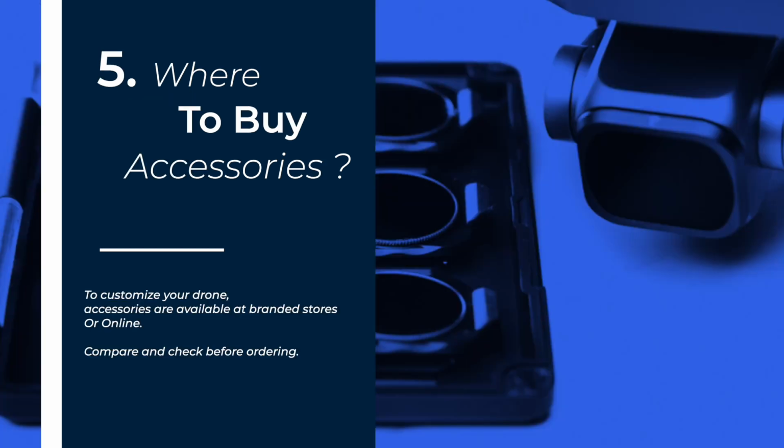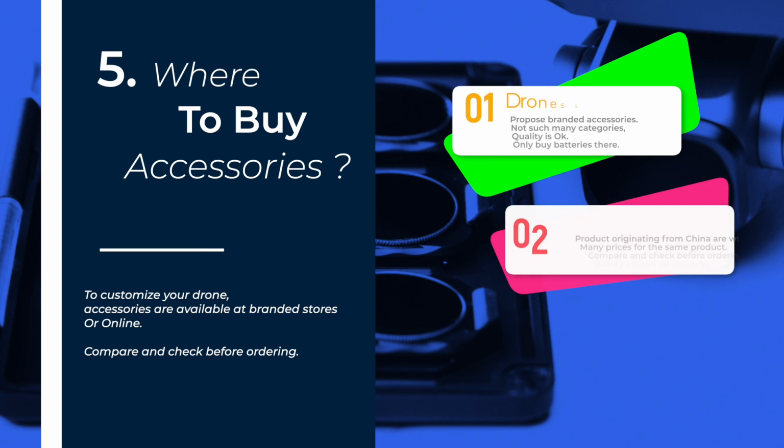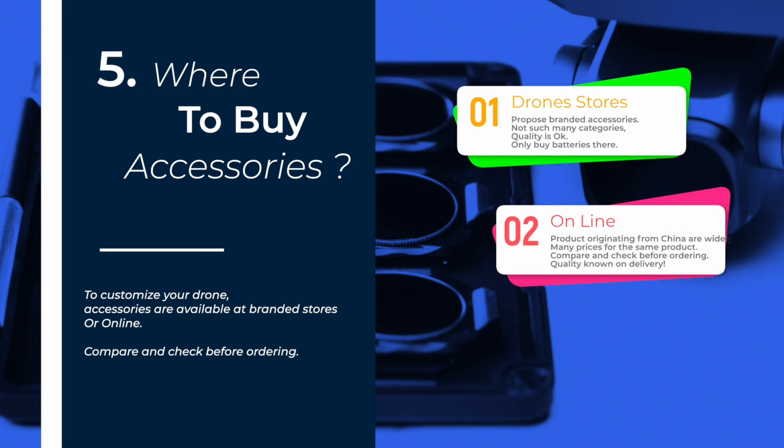5. Where to buy accessories. To customize your drone, accessories are available at specialized drone stores. Here, it is possible to find branded accessories but a bit costly. The accessories offer is not too diverse, but their quality can be checked. It is recommended to buy key accessories like batteries at the branded store.